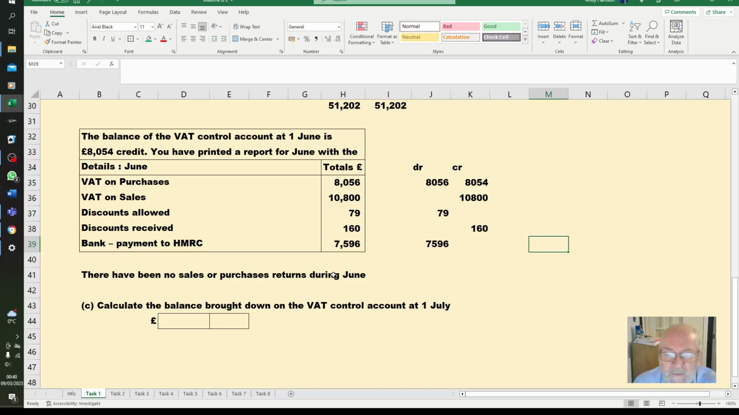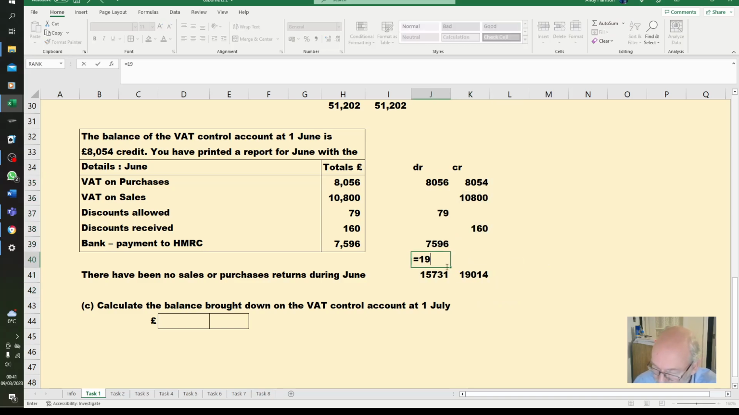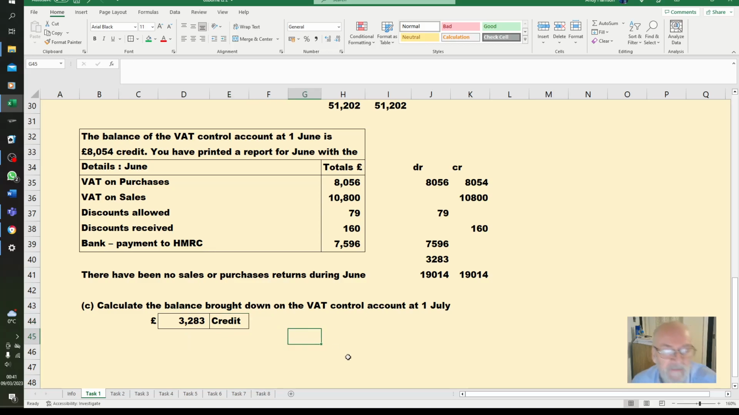So again, we've got the same problem, no sales or purchase returns during June. The balance brought down, again, we're on a spreadsheet. I'll add up the big side, take off the smaller side. And we've got 3283. That of course is a carried down, it's asking for the brought down balance, so that will be on the credit side, still owe money to HMRC, and that's task 1 done.